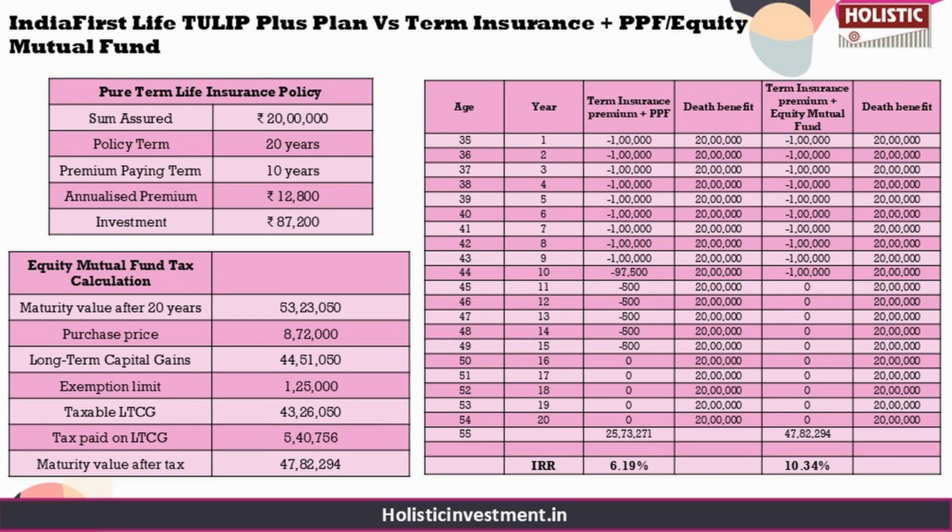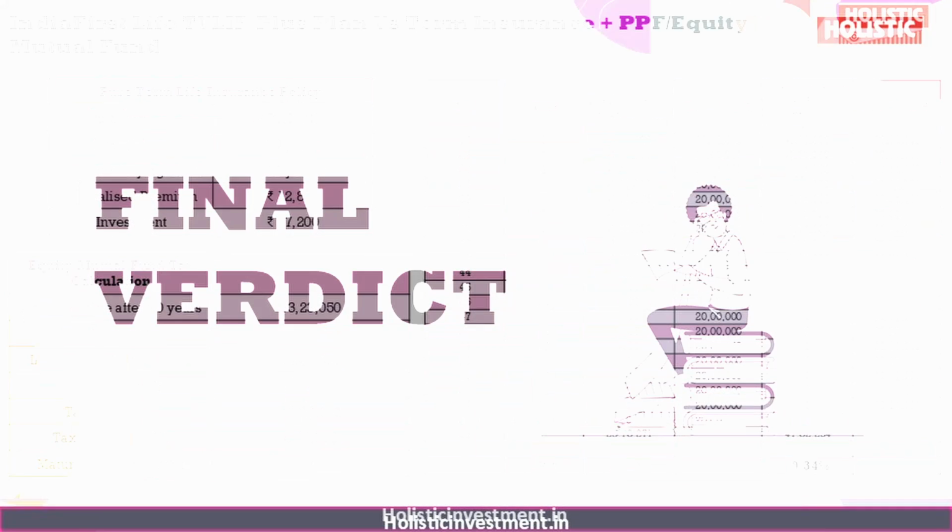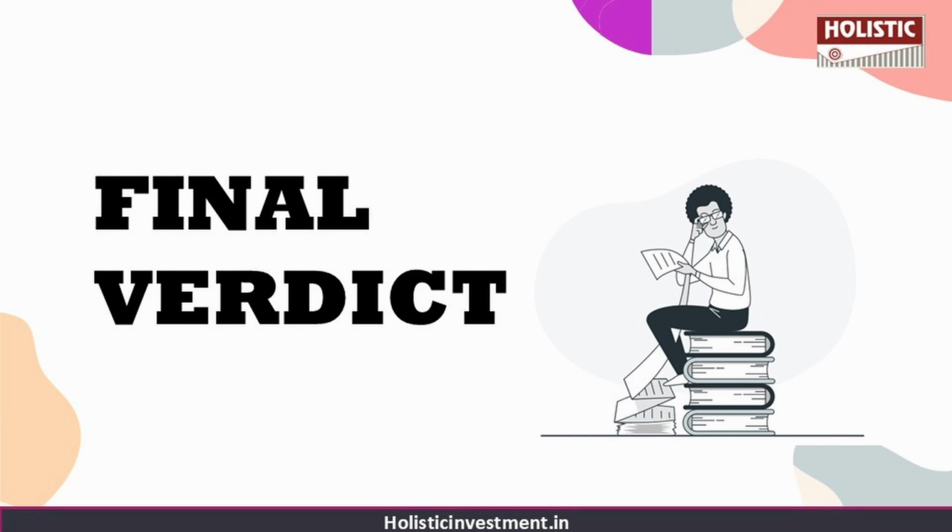In conclusion, the India First policy falls short not only in delivering competitive risk adjusted returns but also in terms of liquidity and transparency. A term insurance plus targeted investment strategy offers better protection, higher returns and enhanced financial flexibility, making it a far more efficient option for long-term financial planning. Then what is the final verdict? Is investing in the India First Life TULIP Plus policy worth it or not?